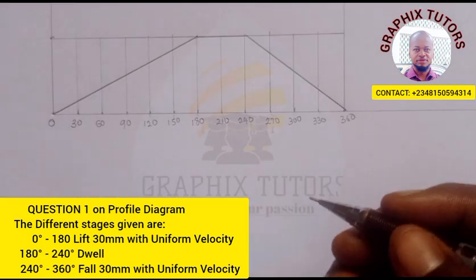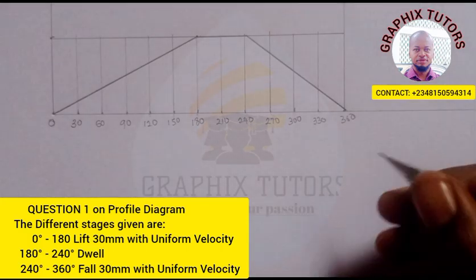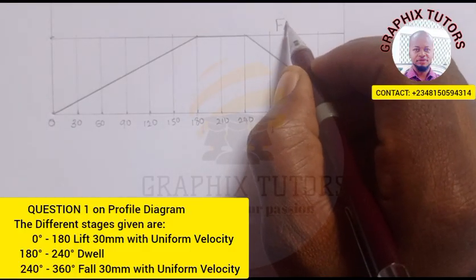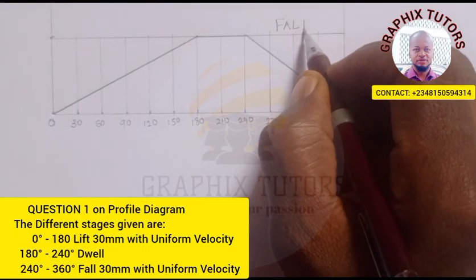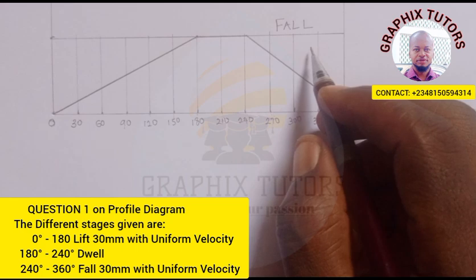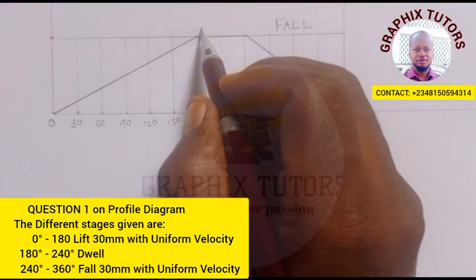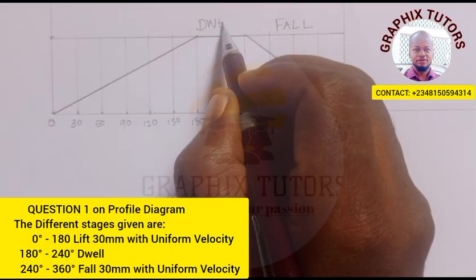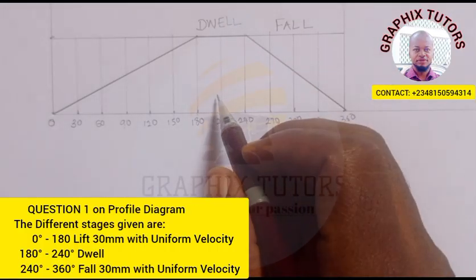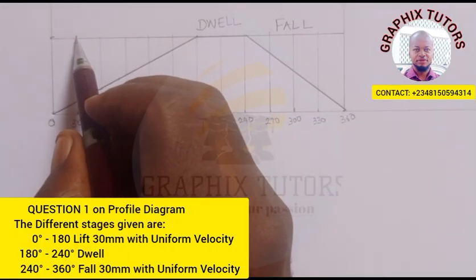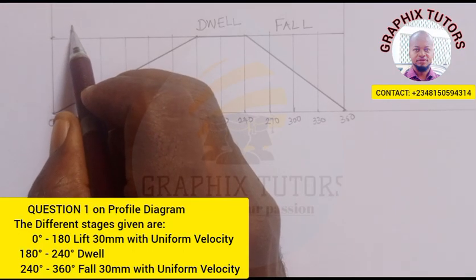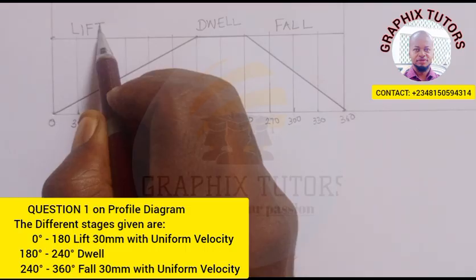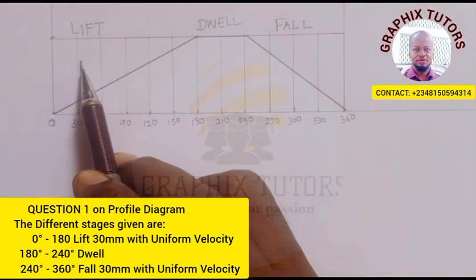So I can easily write it here by saying this is the part, the outstroke, or we say where it falls, or we say the instroke. So this is the dwell, or we say rest, right? And this is lift, or we say rise. Or we say the outstroke.